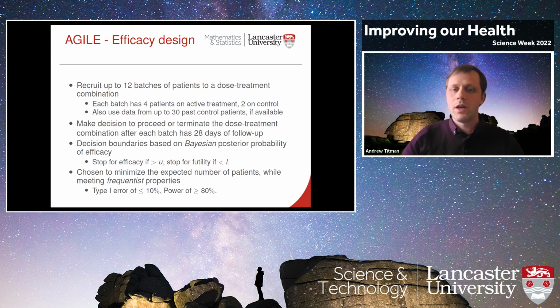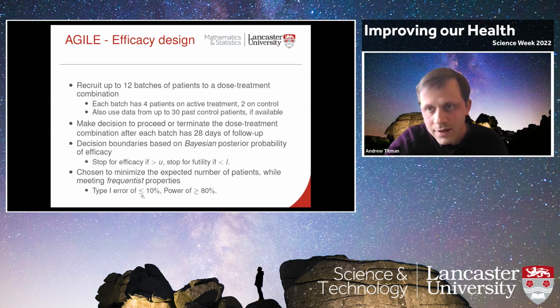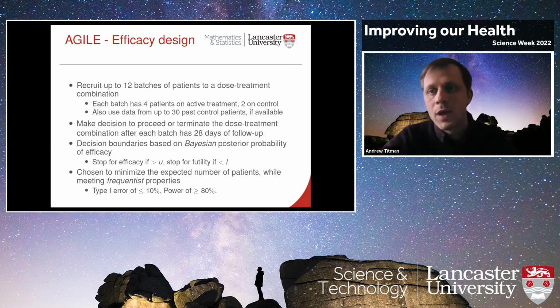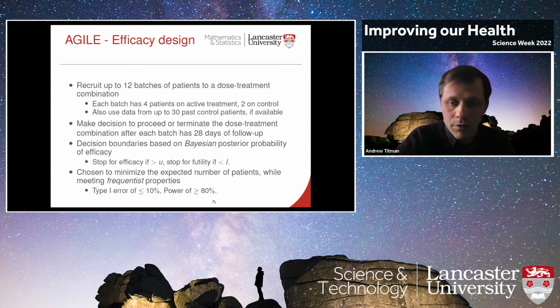So we're going to ensure that we control type 1 error. So this is the probability of incorrectly concluding that an ineffective treatment is effective. We're going to constrain that to 10%. And we're also going to try to ensure that the power, so this is the probability that if the treatment really is effective, we are able to conclude that result, we want that to be at least 80%.